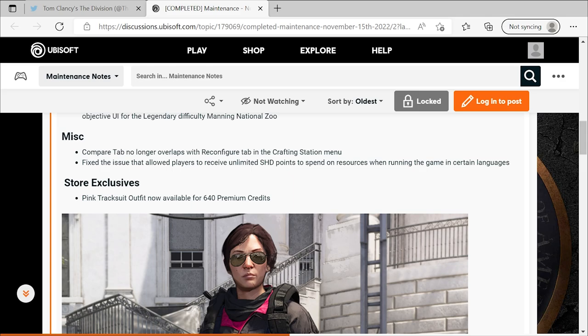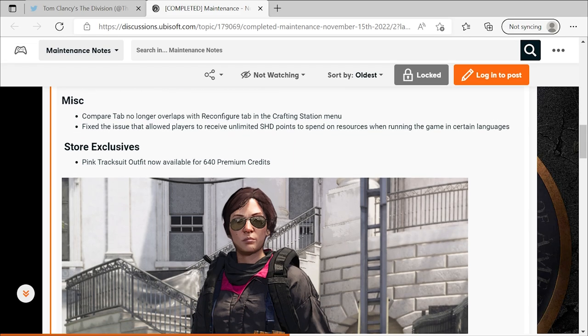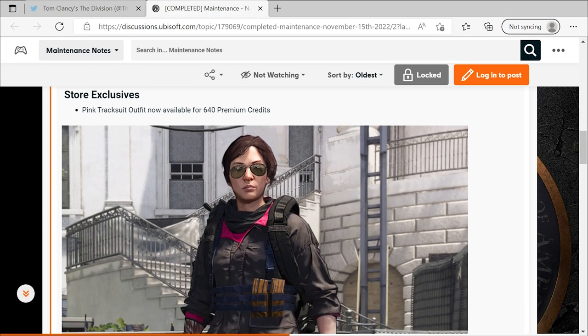But it is now fixed, so don't go looking for it, I suppose. This is the one that I was talking about that's quite surprising, and I know for a fact that some people are going to be very pleased by this for a certain reason. So they've added a new outfit into the store. As you can see right here, the pink tracksuit is now available for 640 premium credits.